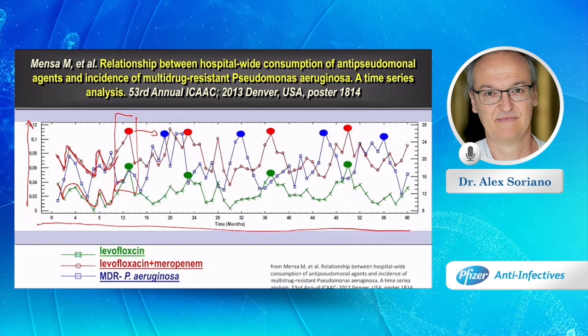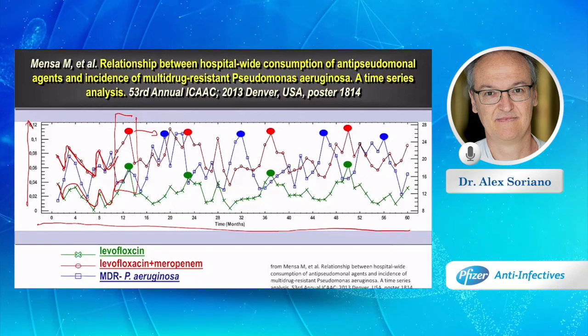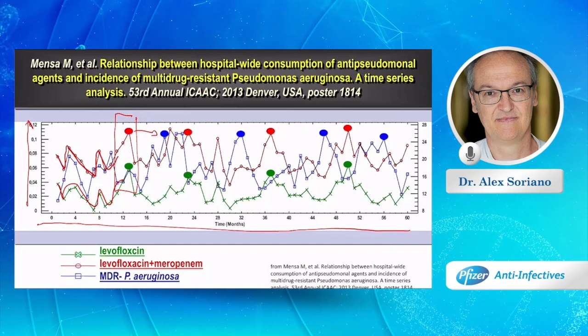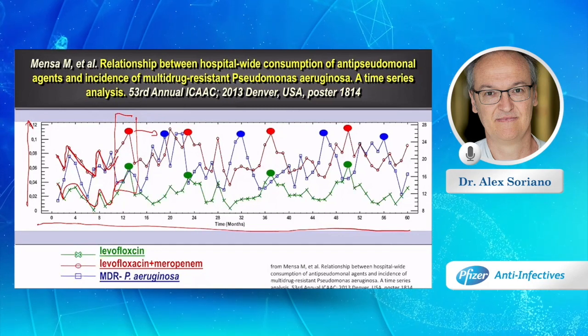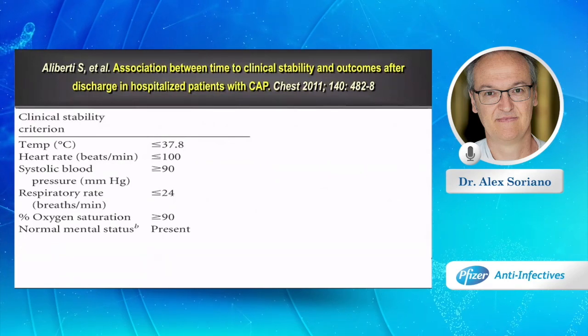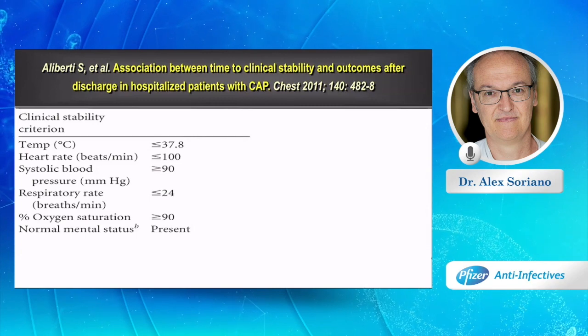So we prefer to avoid the use of quinolones in the hospital. If I discharge a patient home, then once daily is comfortable, and we use quinolones outside. But inside the hospital, we prefer not to use quinolones and to provide the patient with a beta-lactam plus a macrolide. And how do I evaluate my patient?